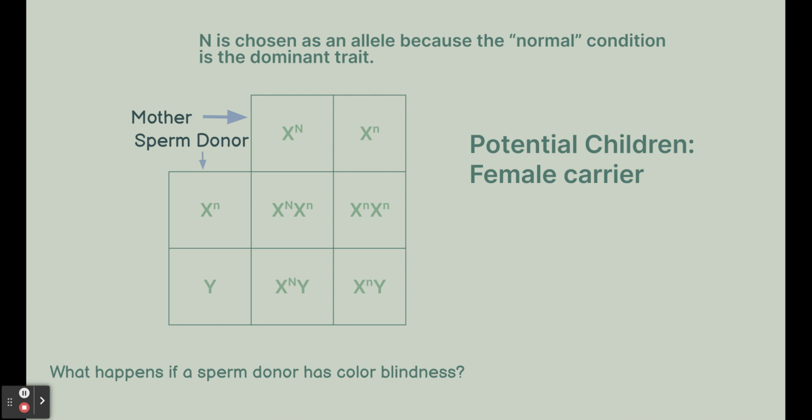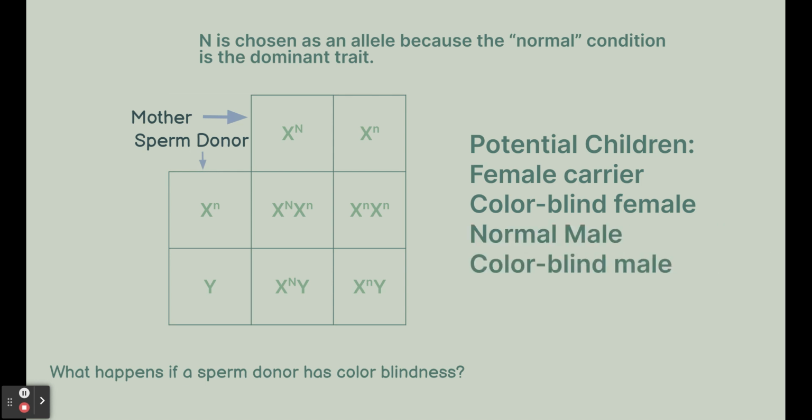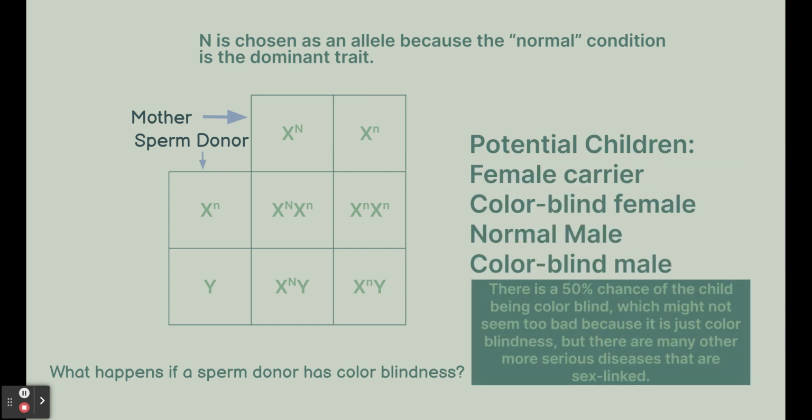And so they just have the recessive trait. They don't necessarily have the condition. Or it could be a colorblind female or a normal male or a colorblind male. So these are the different possibilities. So there's a 50% chance of the child being colorblind, which isn't that bad because it's just colorblindness. But this example also can apply to much more serious sex related traits.